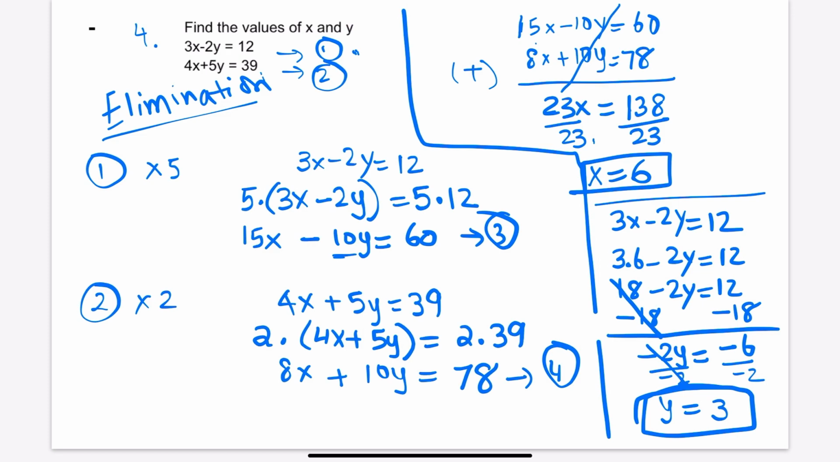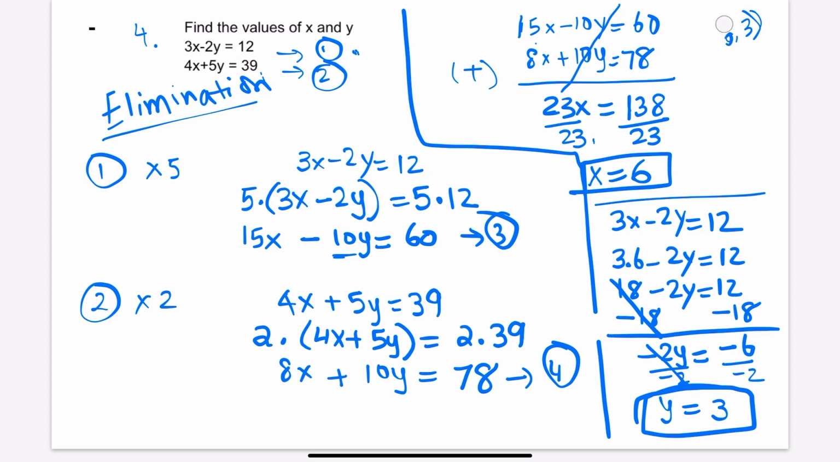That's the answer for this problem. x is 6 and y is 3. Again, the answer choices may be given as 6 comma 3. That's still a legitimate answer. They're saying x is 6, y is 3, if they gave the answers as a coordinate pair. When I say they, I'm talking about the College Board.